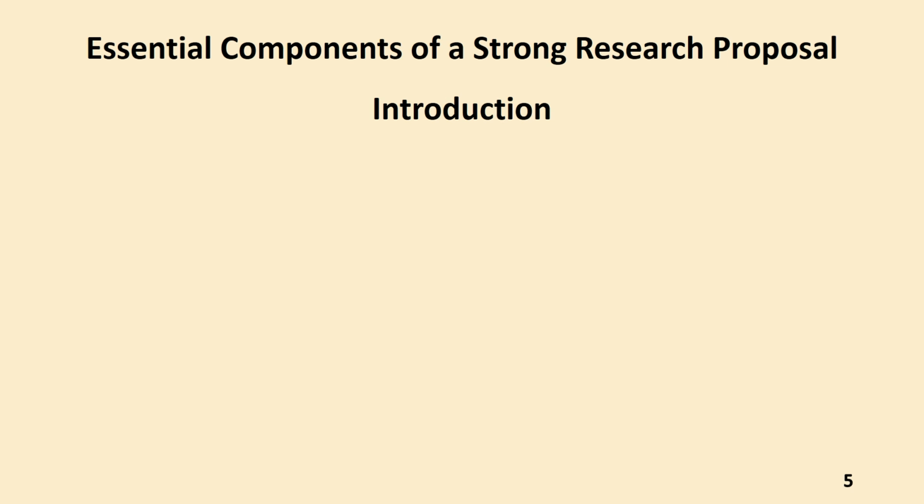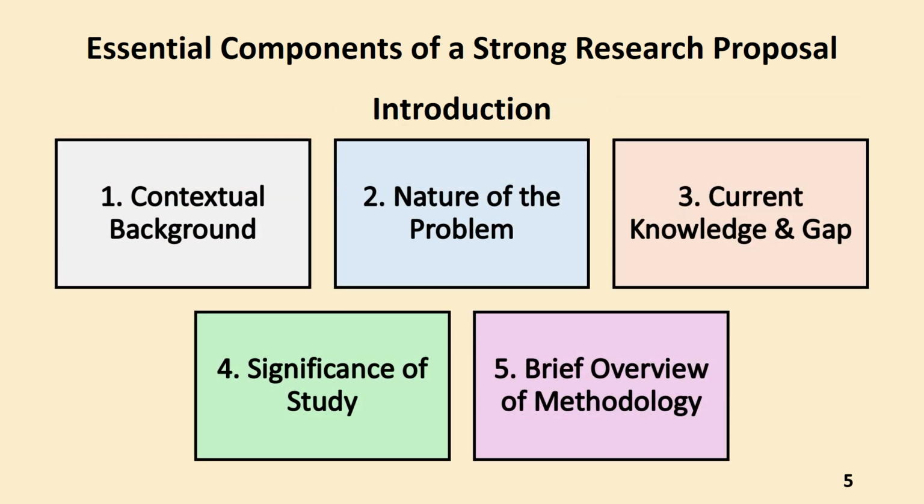Essential components of a strong research proposal. See, I have discussed this thing, that introduction is a very essential component. And why is it essential? Because there are 5 fundamental things that it holds. First is conceptual background, second is nature of the problem, third is current knowledge and gap, fourth is significance of the study, and fifth is a brief overview of methodology.